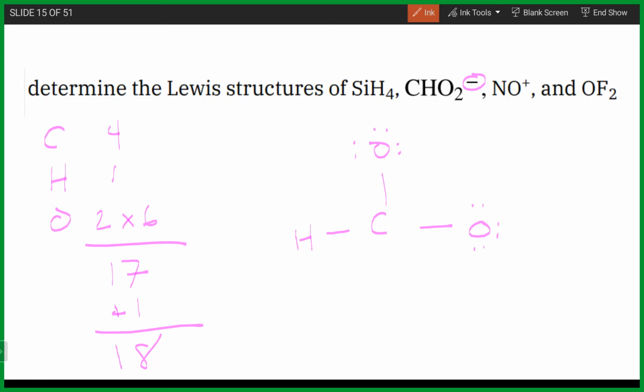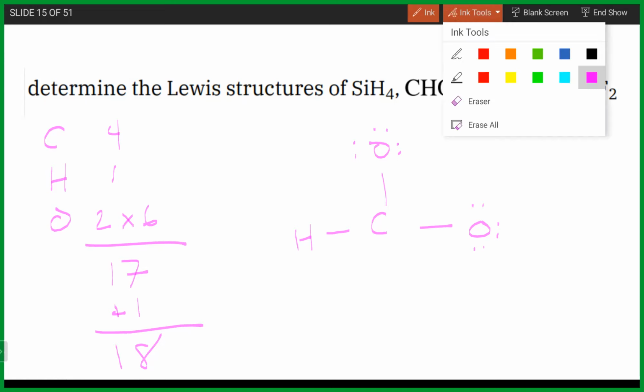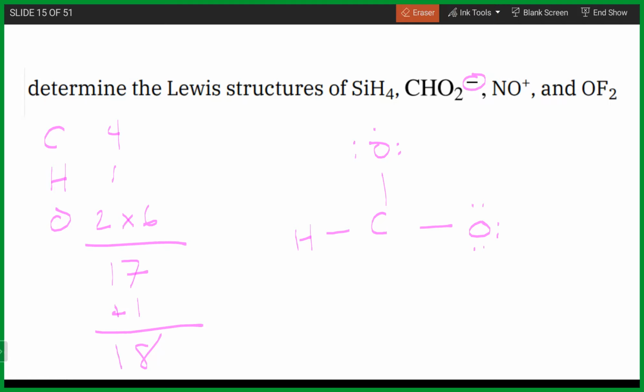That's how many we needed to use. And those terminal atoms have a full valence shell. But that central carbon only has the 3 bonds to it, so it only has 6 electrons. It's missing 2 more. So what we're going to need to do in this case is remove one set of the lone pairs from the oxygen, and then just form a double bond.